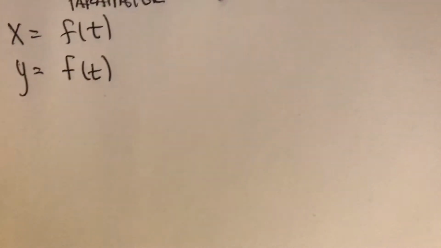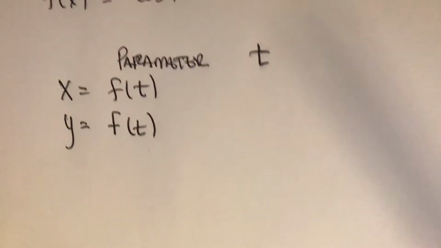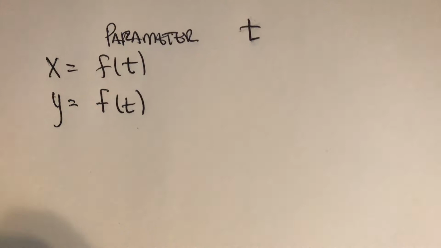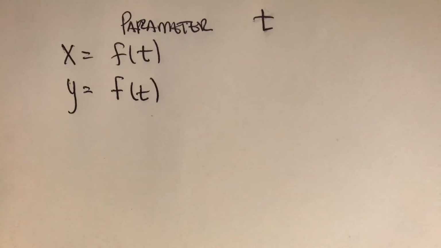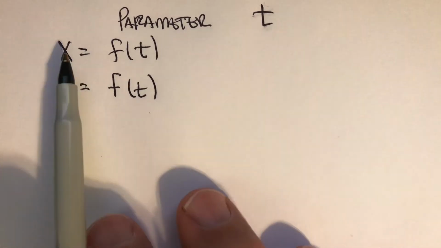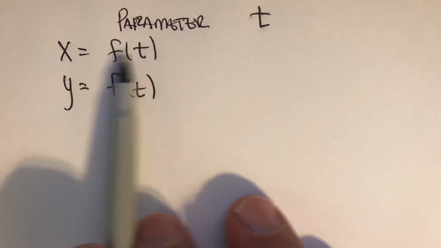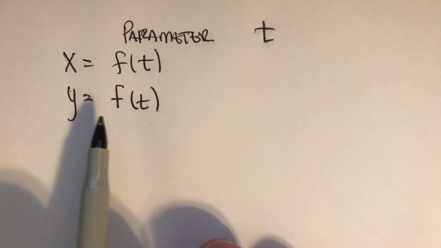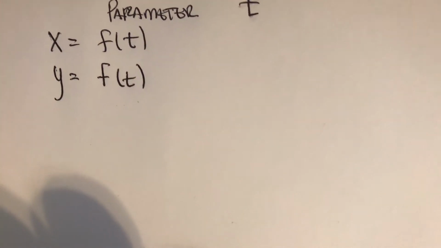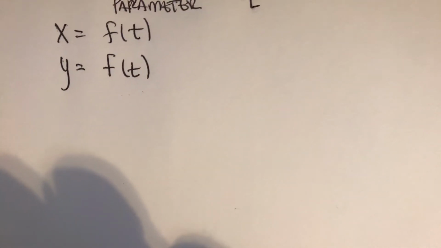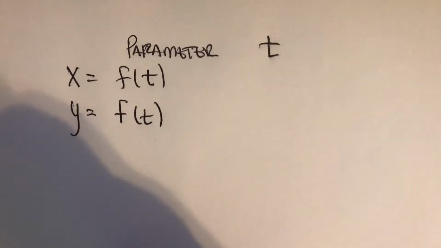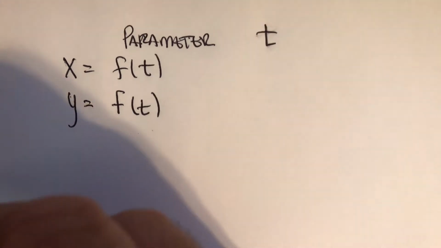Now, when we are writing parametric equations in our examples, we will always be using t as the parameter, even though it can be any other variable. It's just that t is most often used. All right, if you will look at example 1 on page 732, it's also the first example in your PowerPoint.